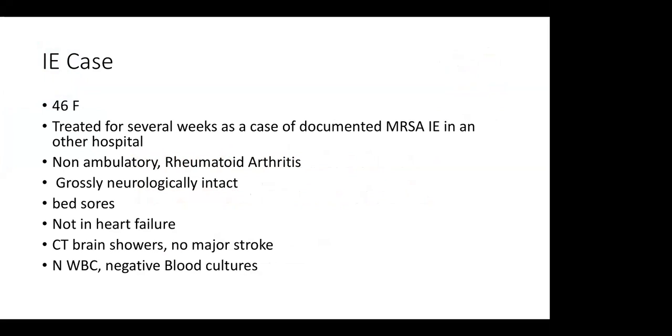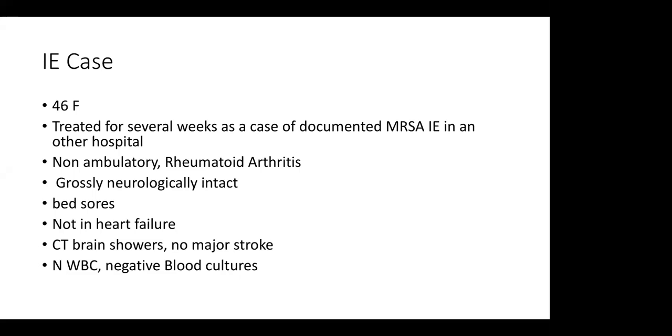She is 46, female, treated for several weeks as a case of documented MRSA infective endocarditis in another hospital. The patient is non-ambulatory because of rheumatoid arthritis. She is grossly neurologically intact, but debilitated because of rheumatoid arthritis. She does have bed sores. She is not in active heart failure. And her CT brain showed showers in the brain, no hemorrhage, and no major stroke.